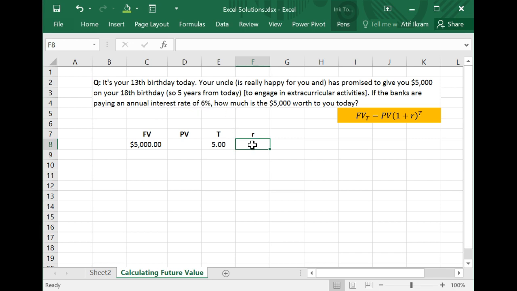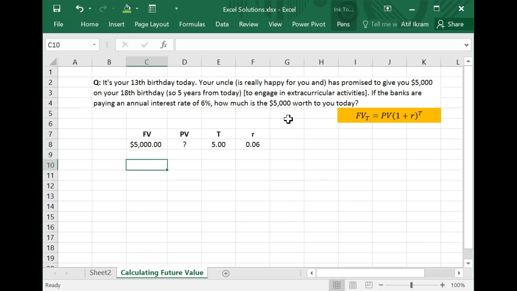And please make sure that in Excel you enter this R as a percentage, so either enter 6% or enter 0.06. Do not just enter 6. Excel works differently from financial calculators. You must enter the interest rate as a percentage or a decimal. Okay, so now that you've entered 6%, the question is, how much is this $5,000 worth to you today? In other words, what is the present value of this amount?